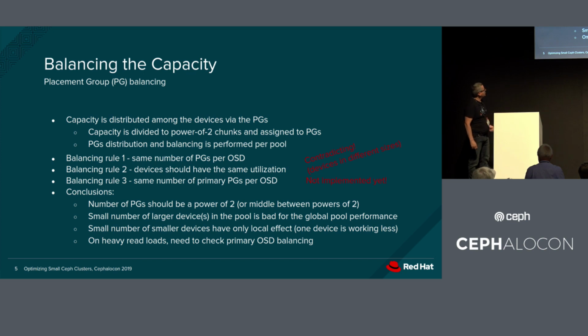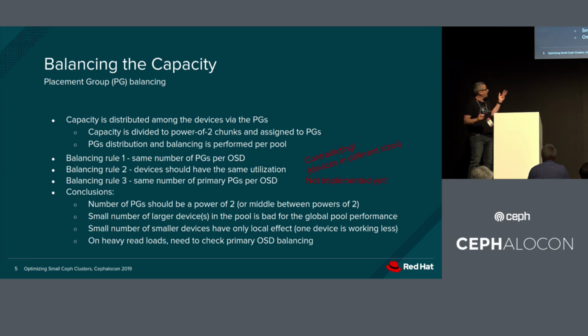The number of PGs should be a power of 2 or in the middle between powers of 2. A small number of larger devices in the pool is bad for the global pool performance. A small number of smaller devices relative to the average size is a local effect. They will not work at full performance, but it doesn't have a global effect.